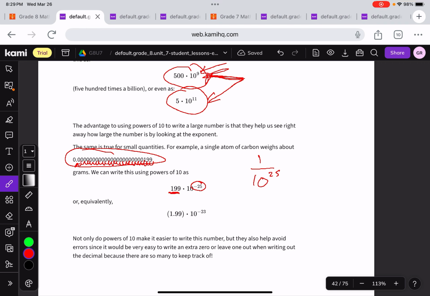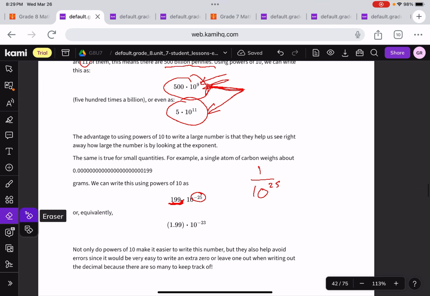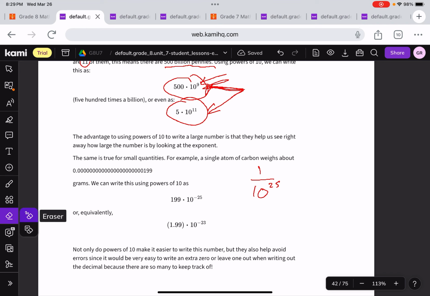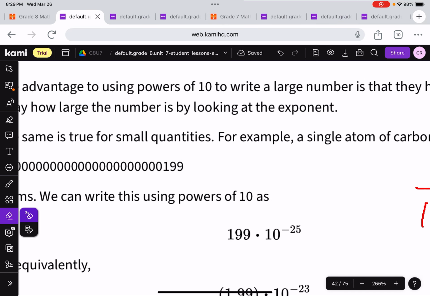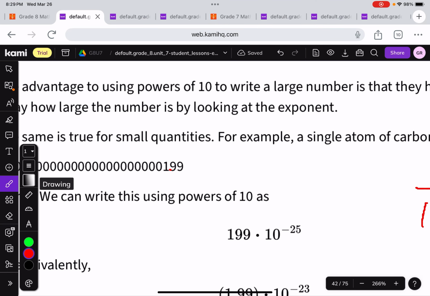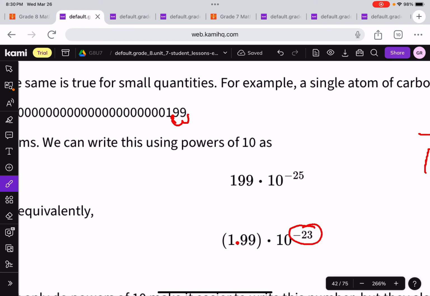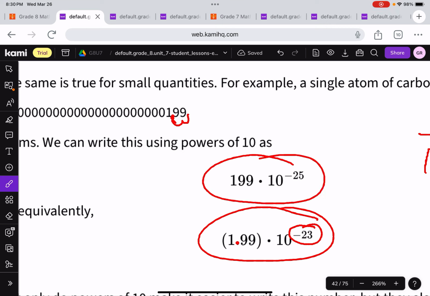Now that's if I started at 199, right there. So if I started right here, I've got to go back 25. But what if I start right here instead? Well, I don't have to go back 25. I've already got a 2 head start, which means I only have to go back 23, which is why this, or better yet, this, is the exact same thing as that.